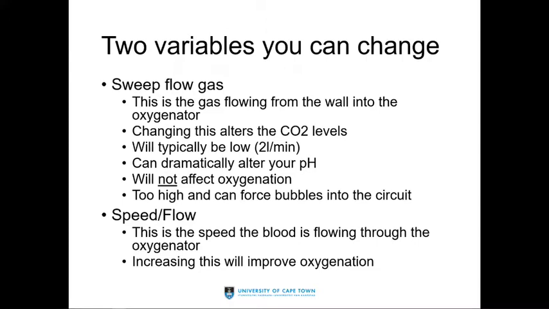There's two variables you can change. So you can change the rate of gas flowing through the oxygenator. That's called the sweep flow gas. And changing that rate alters the CO2 levels. Typically, we leave it quite low, 2 to 6 liters per minute.